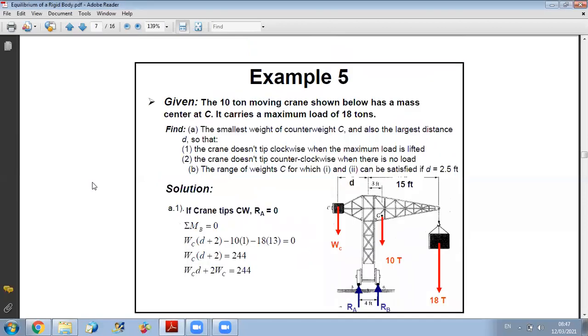Now, another problem, we can introduce this problem. The 10-ton moving crane shown below has a mass center at C. It carries a maximum load of 18 tons. Find the smallest weight of counterweight C and also the largest distance D so that the crane doesn't tip clockwise when the maximum load is lifted.